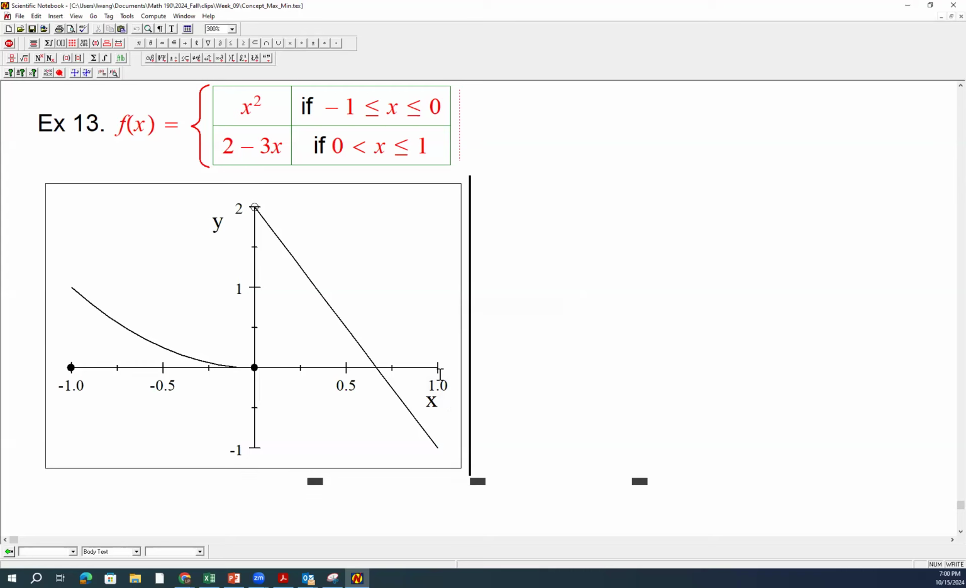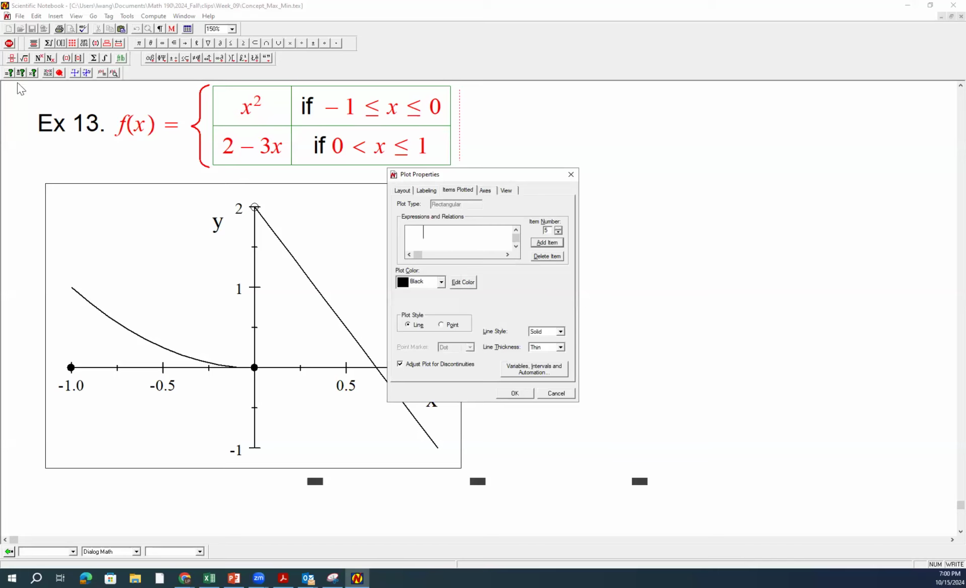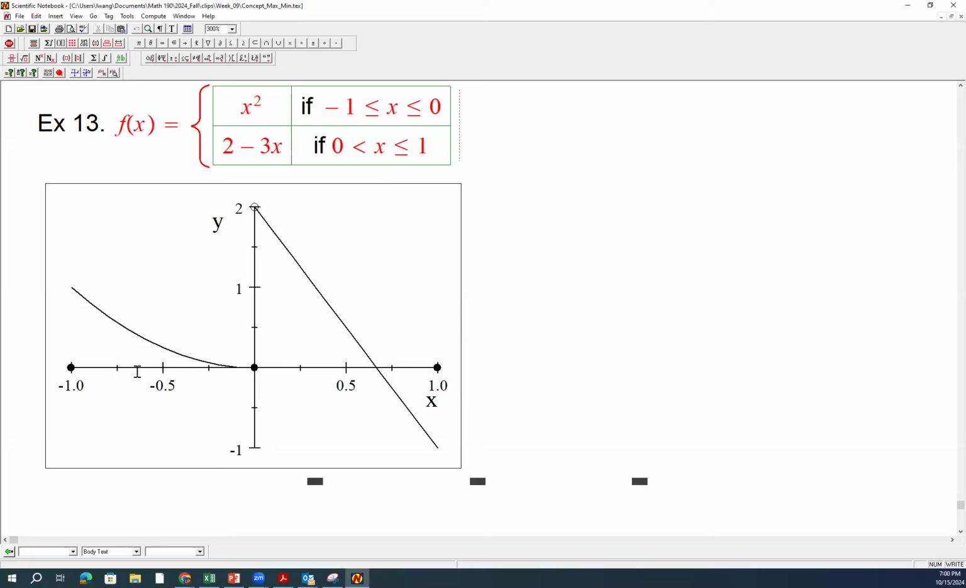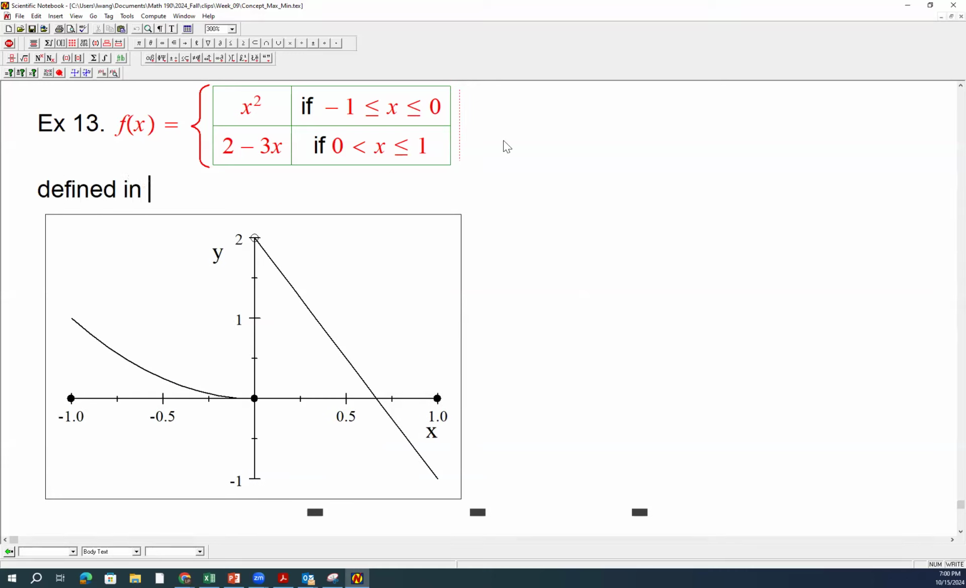And last one, on x less than or equal to 1, that should be a dot. So 1, 0 is a dot. And the function is defined actually on the closed interval between -1 and +1.